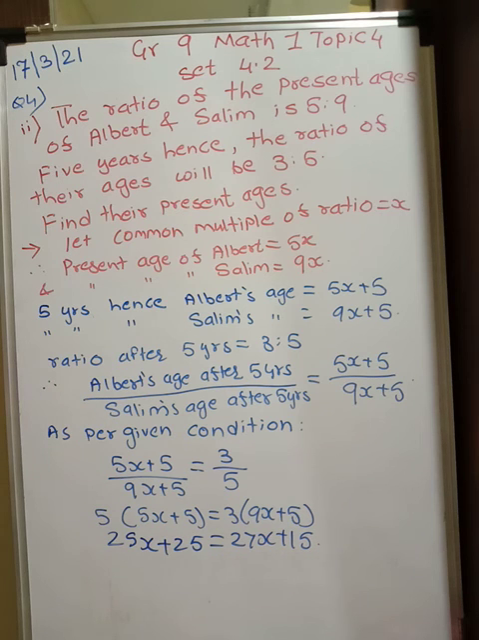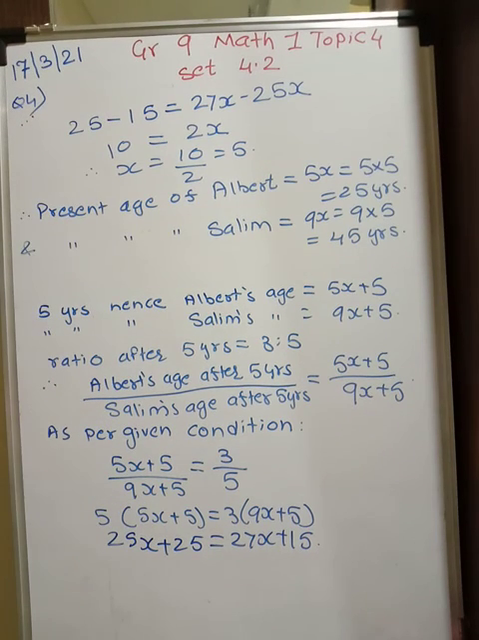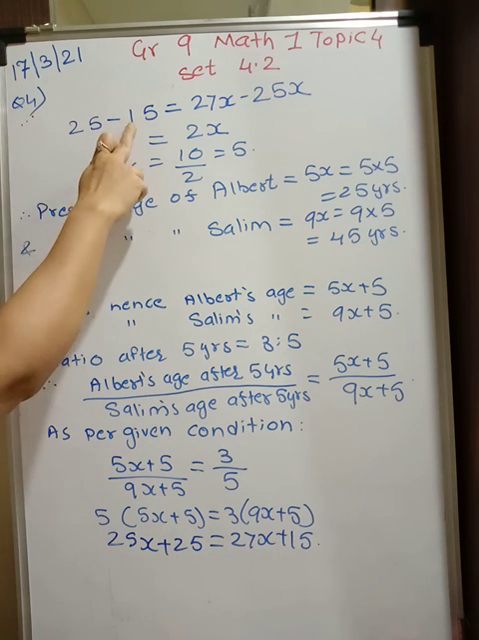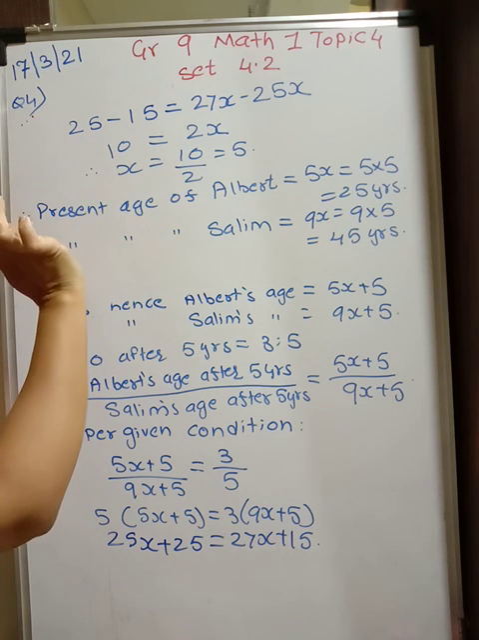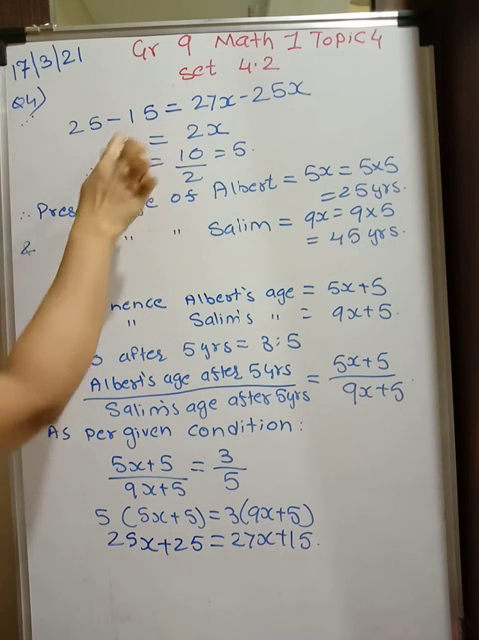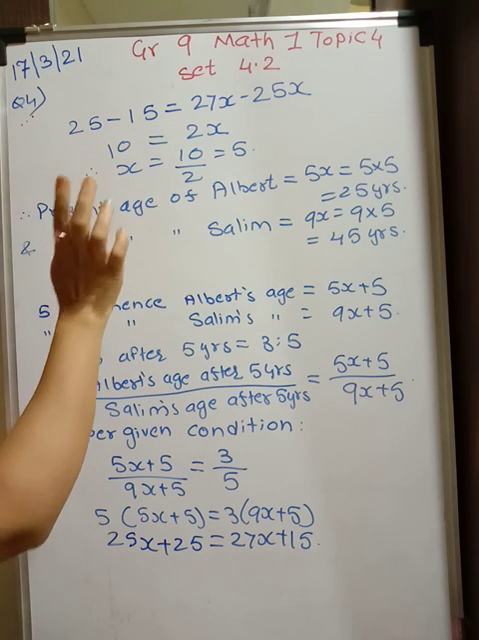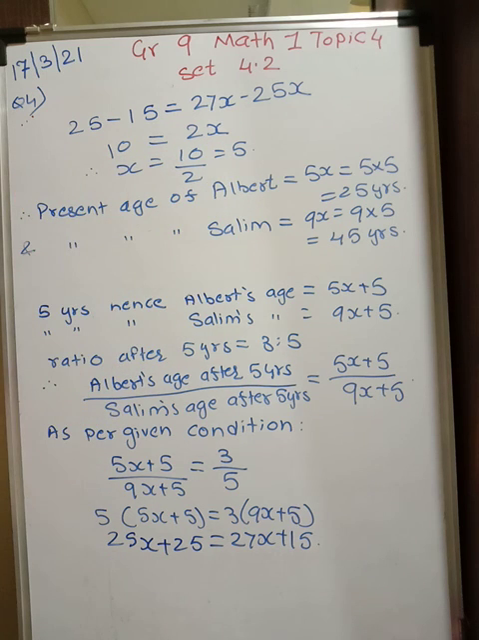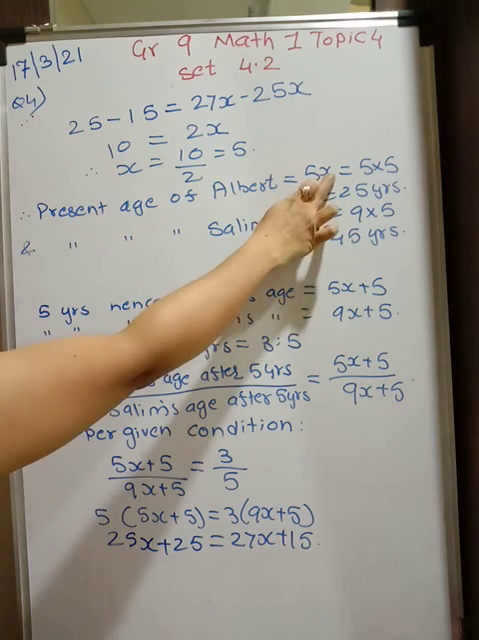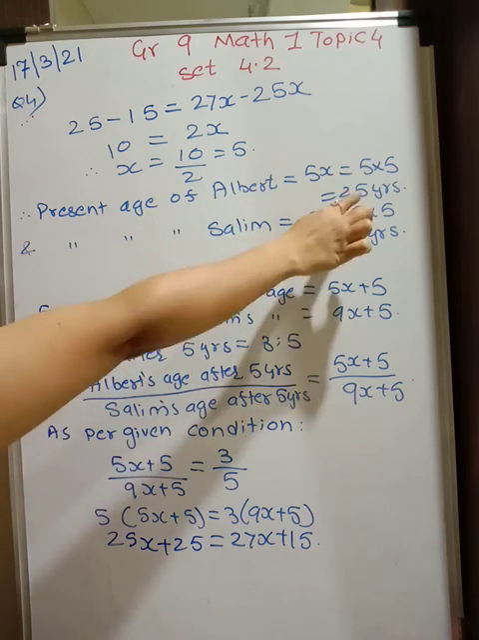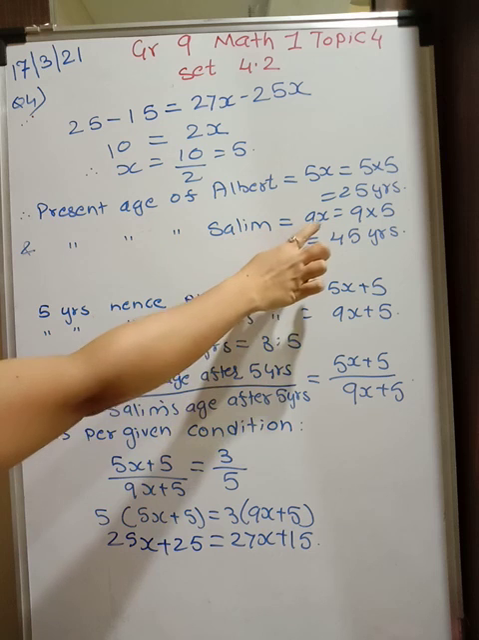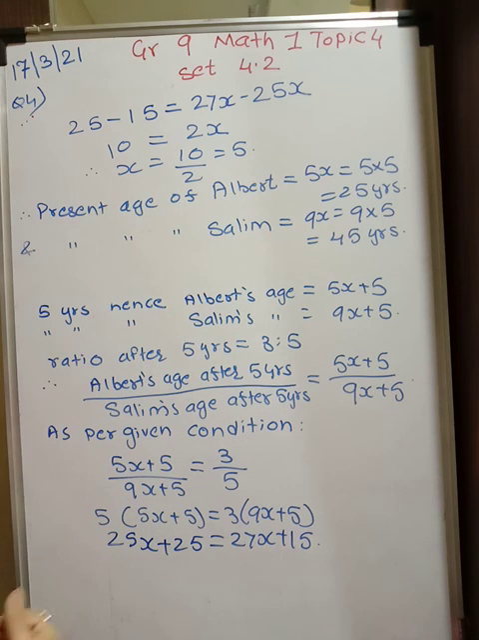Alright. Let me solve this. If you solve this equation, I am taking 25 to that side and 15 over here. So it becomes 25 minus 15 is 27x minus 25x. So 25 minus 15 is 10, equal to 2x. X will be 10 by 2, which is 5. But we don't want to find the value of x. We want the present age of Albert, which is 5x. So 5 into 5 is 25 years. And Salim's present age is 9x. So 9 into 5 is 45 years.